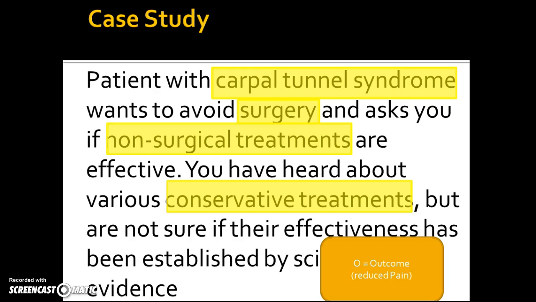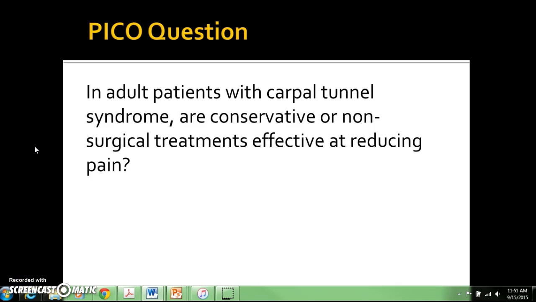And so we've identified the PICO components, and so now it becomes important to use those PICO components to write a good clinical question, or to write a question that's formatted using PICO. So using the PICO components, I formed my own PICO question, and I said, in adult patients with carpal tunnel syndrome, are conservative or non-surgical treatments effective at reducing pain, right? So that could be one PICO question that arises from this clinical case study. There are other clinical PICO questions that could arise from this case scenario as well, but this is just one example and one way to form a clinical question using the PICO format based on a case study scenario.